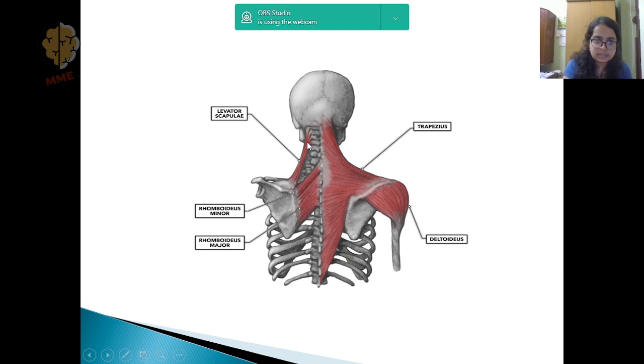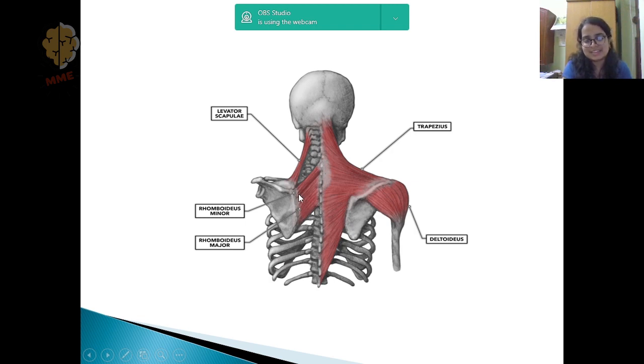So here you can see the levator scapulae is inserted onto the, we can say, medial border. It will be better to say the superior angle of the scapula, close to the medial border basically, but on the dorsal surface or the dorsal aspect. Now the rhomboideus minor and the rhomboideus major.